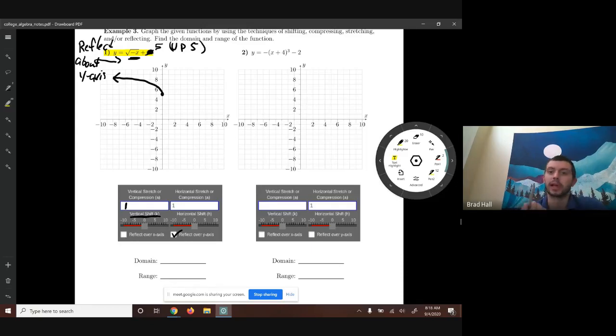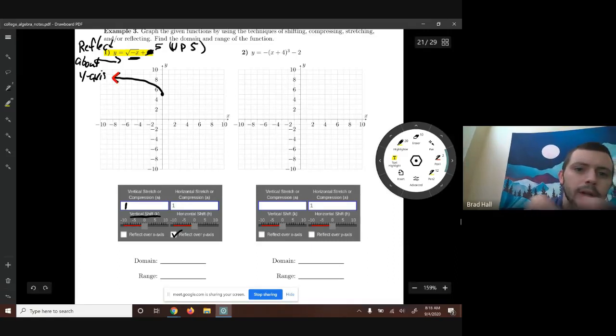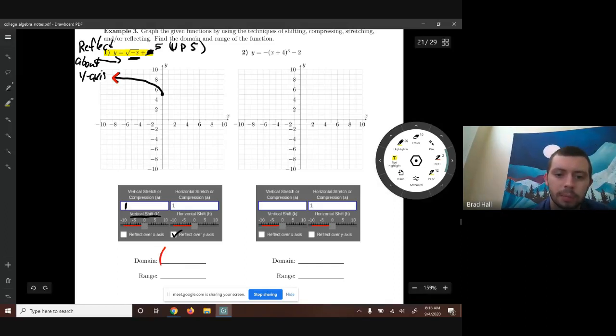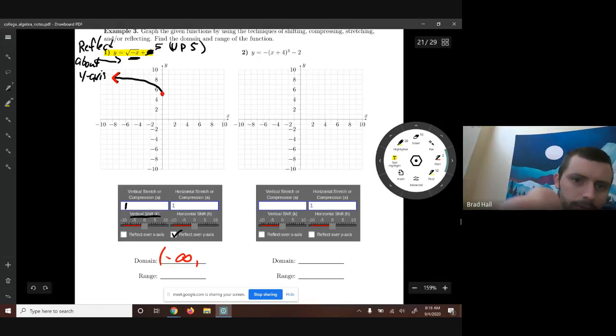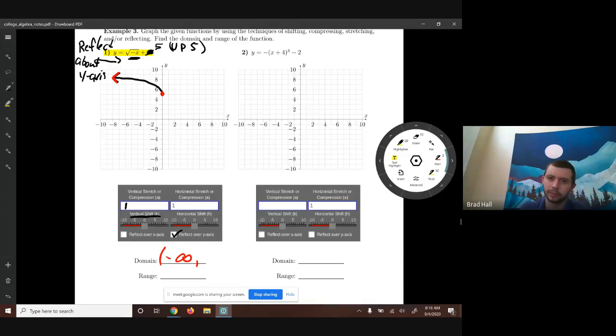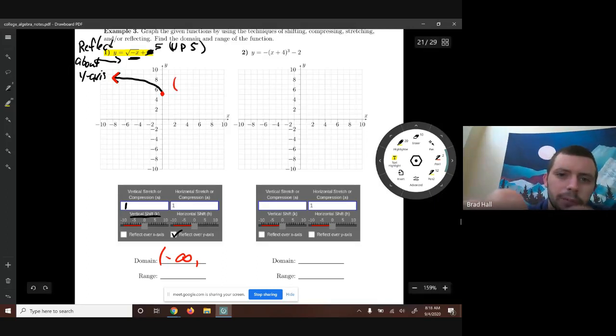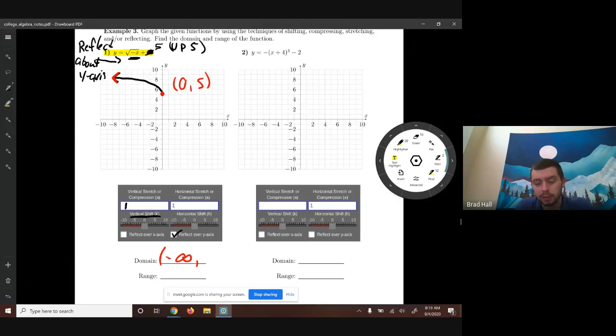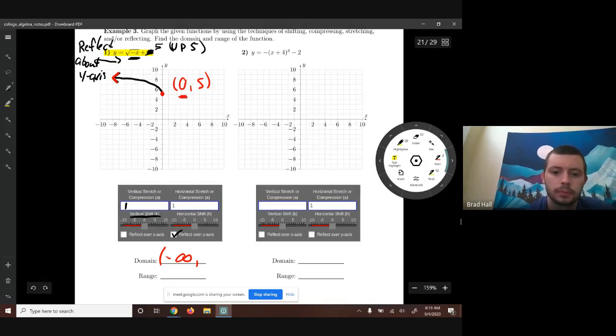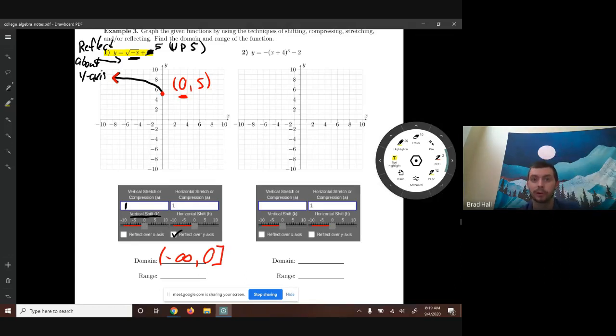But anyway, the domain, it's left to right and it deals with x values. What's the furthest to the left we can go? I see an arrow. So that points towards negative infinity. What's the furthest to the right? It seems to be that point right there. And so what is that point? Seems to be 0, 5. But with the domain, we want only the x values, which is naturally why we pick 0. And we include 0, so we're using a bracket because that is part of the graph.